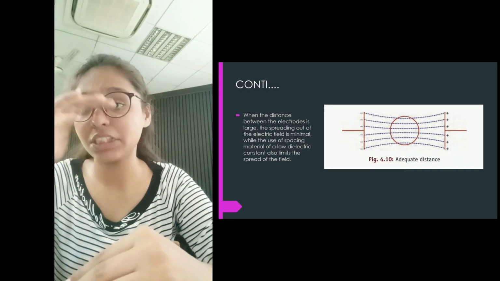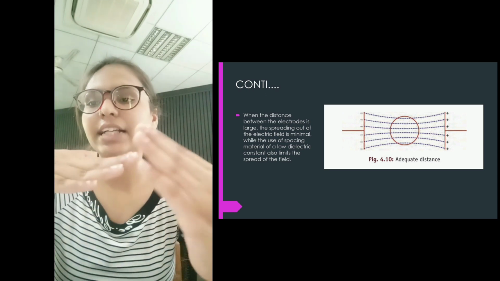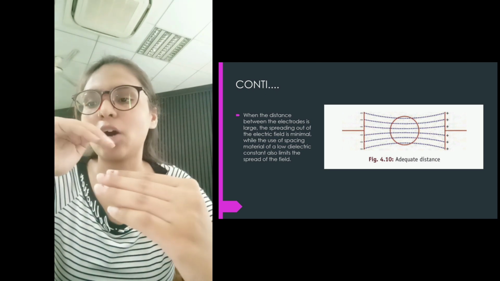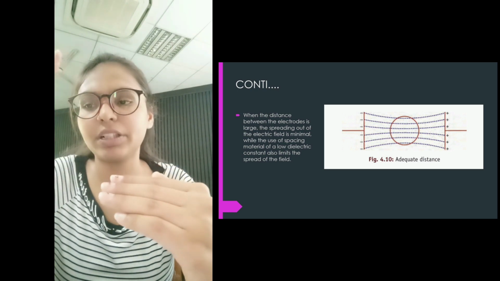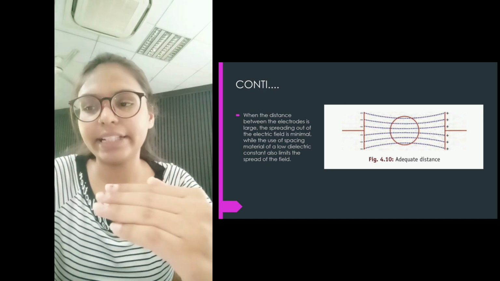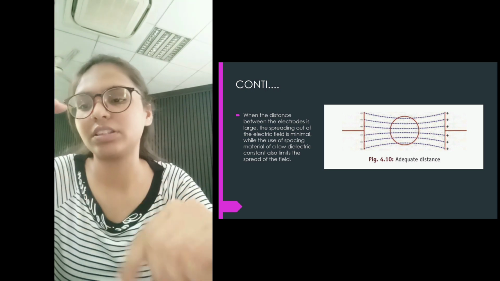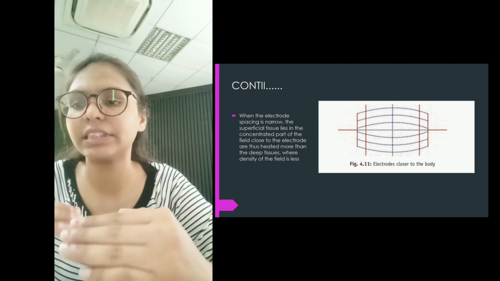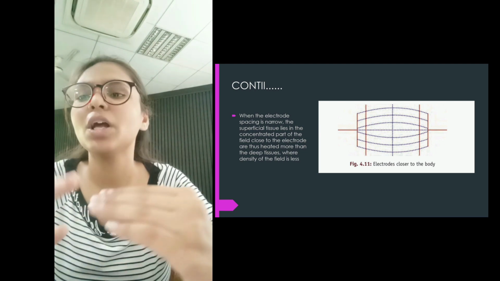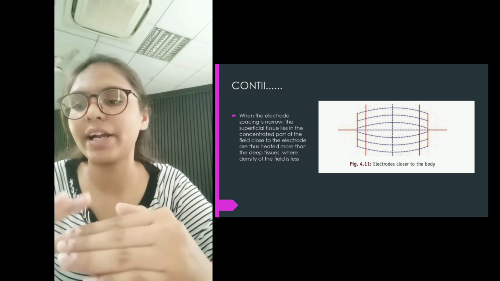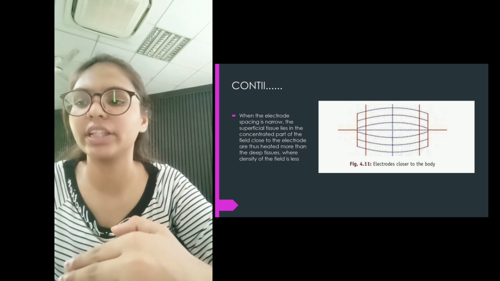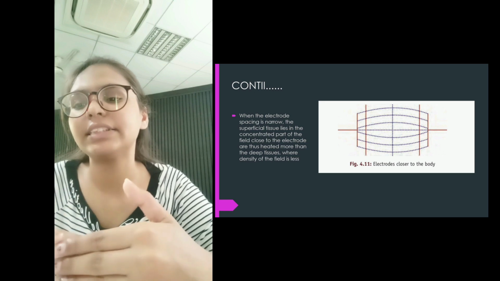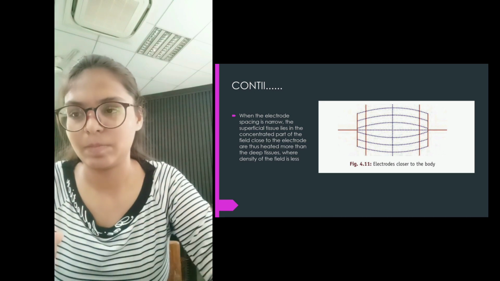When the distance between the electrodes is large, then the spreading out of the electrode field is minimal, while the use of spacing material of low dielectric constants also limits the spread of the field. When the electrode spacing is narrow, the superficial tissue lies in the concentrated part of the field close to the electrodes and is thus heated more than the deep tissues where the density of the field is less.